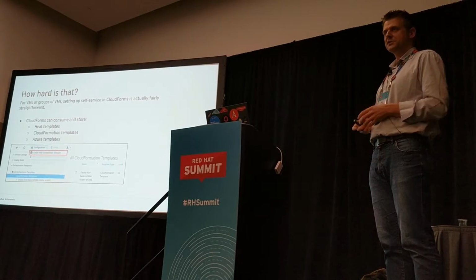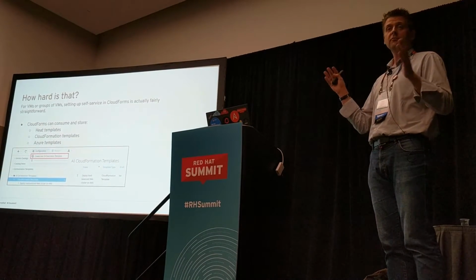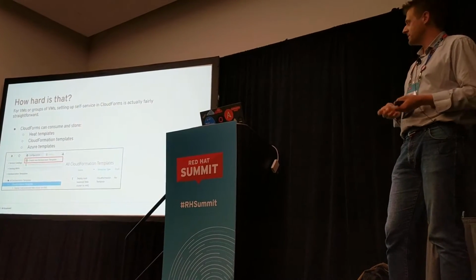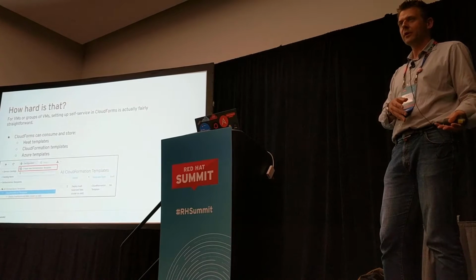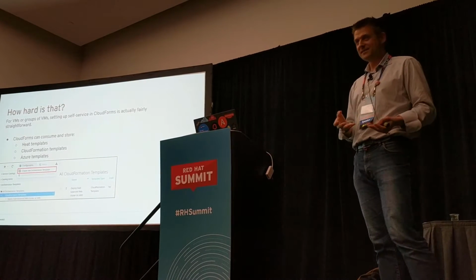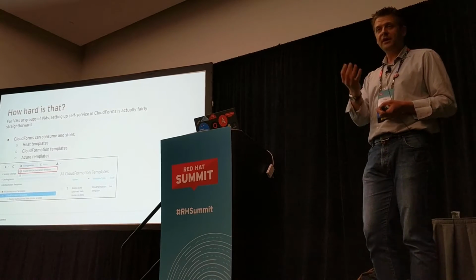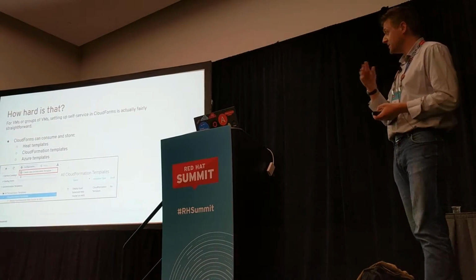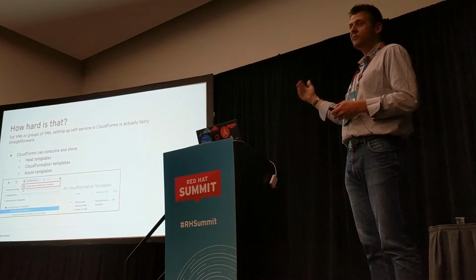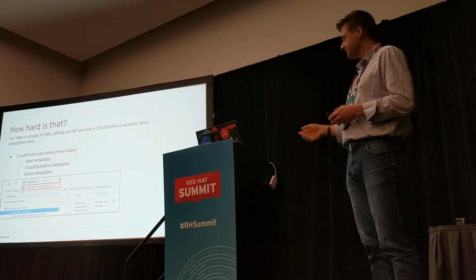There's a set structure for these things. You can download them all over the web. They're fairly easy to customize, but they're usually, for example, in OpenStack, used by storing them somewhere and then pasting them into some text field in a web UI. That is not nice. So what you can do is take those heat templates or CloudFormation templates and upload them to CloudForms. And CloudForms will keep them for you and make them available for self-service provisioning.